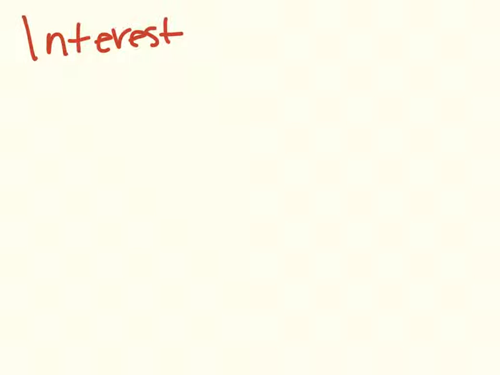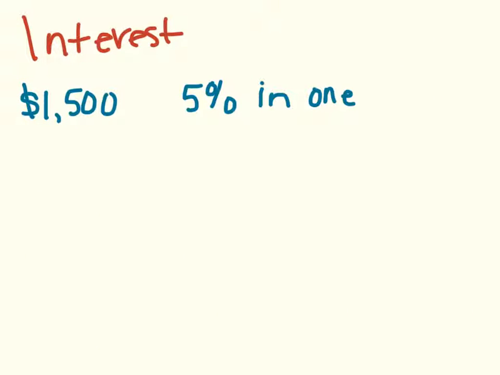Marina deposits $1,500 into a savings account. The bank will pay her 5% interest at the end of a year. Okay, so she's going to earn 5% interest in 1 year. How much interest will Marina receive? Well, 5% of $1,500 for 1 year.